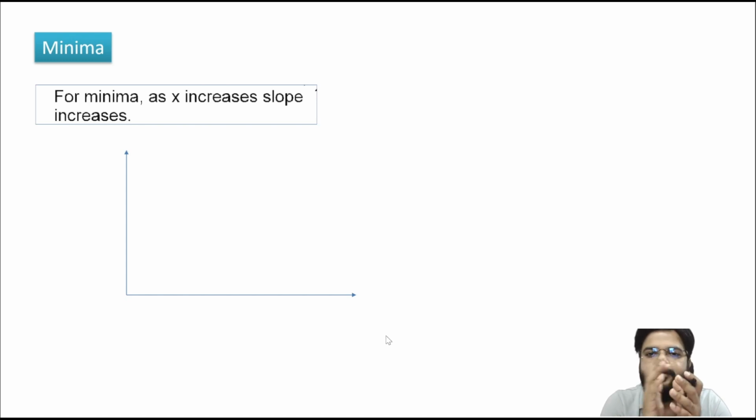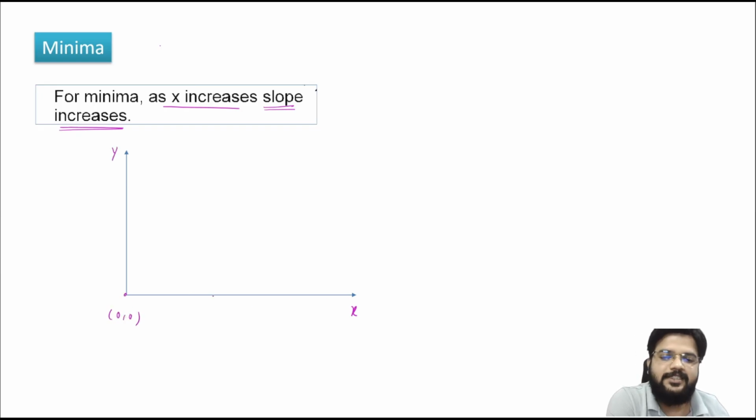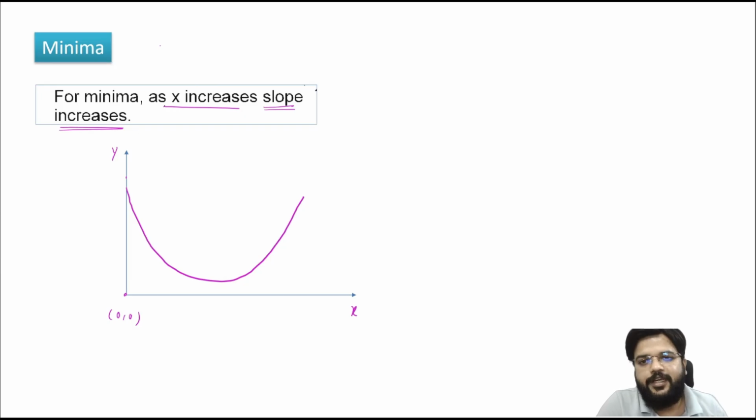Let's see the next topic, everyone: minima. For the minima, what is the required condition? For minima, as x increases, the slope increases, everyone. So if x is increasing, then the slope is increasing. Let's see one graph here, everyone, then you will get clarity on what is happening. This is the x-axis and this is the y-axis and this is 0, 0. Let's suppose we have this type of curve in this xy plane. Correct.